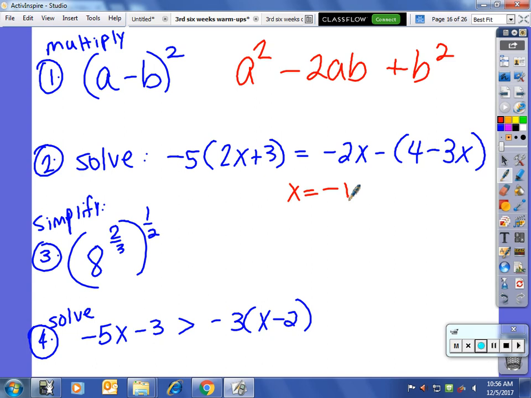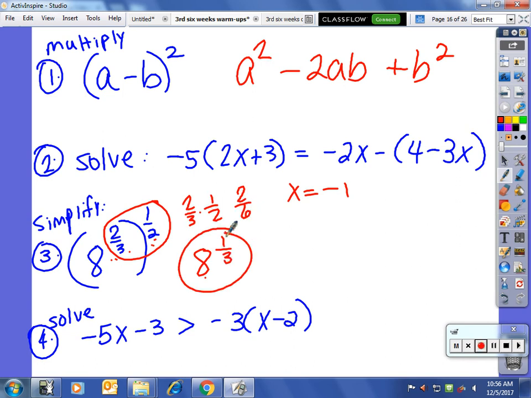Now, number 3 is a great example of how they take something that is simple and make it look scary, and kids freak out when they see it. This is raising a power to a power. What do you do with the exponents when you raise a power to a power? You multiply them. So the base stays 8, and these get multiplied. 2 over 3 times 1 over 2 is 2 over 6, which reduces to 1/3.